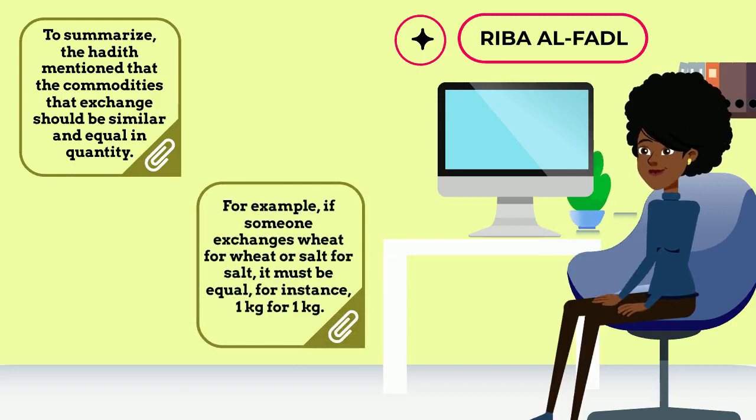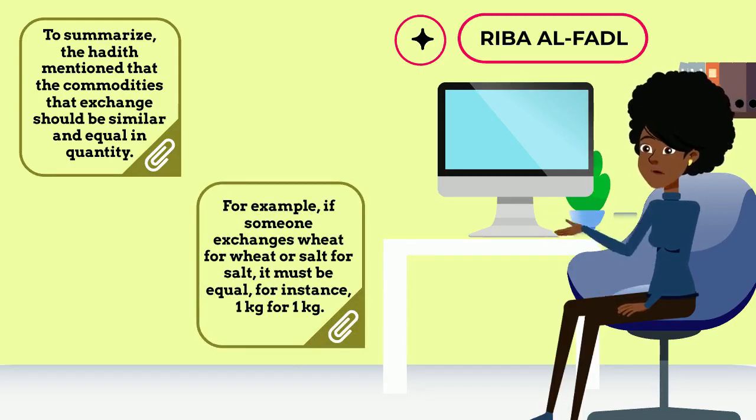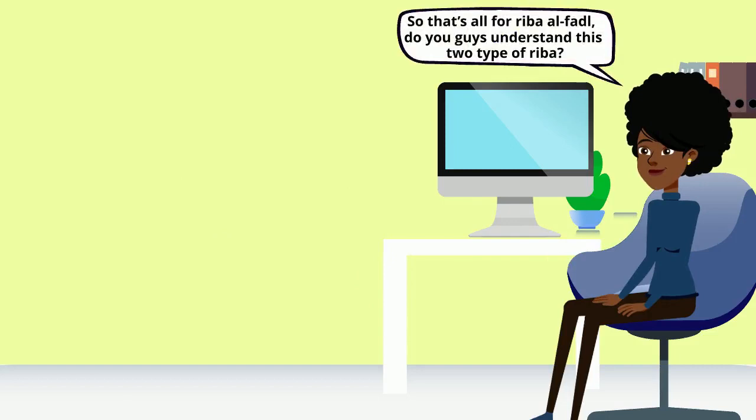For example, if someone exchanges wheat for wheat or salt for salt, it must be equal. For instance, 1 kilo for 1 kilo. So that's all for riba al fadl. Do you guys understand these two types of riba?